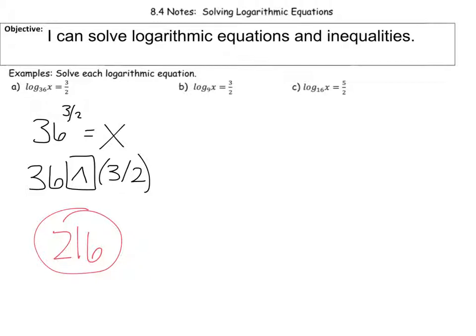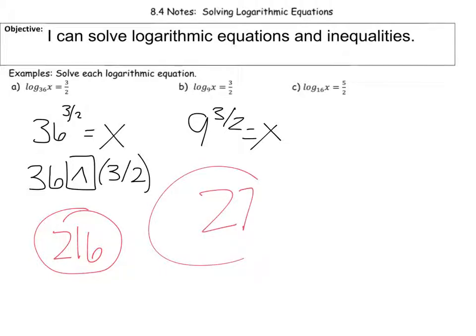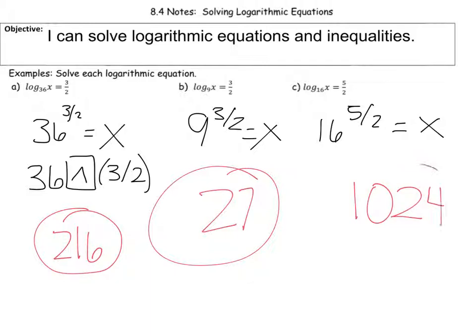In example B, we're going to do the same type of thing. So first we'll rewrite it as 9 to the power of 3 over 2 equals x. And then we'll go ahead and put that into our calculator as well, just like we did on the first example. And you should end up with 27. On the third example, same type of thing, 16 raised to the power of 5 over 2, which equals x. And then if we type that in, we're going to end up with 1024.